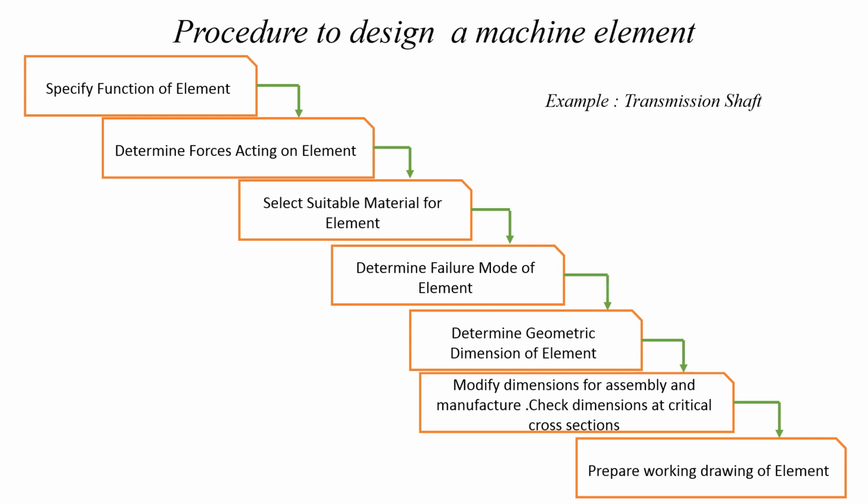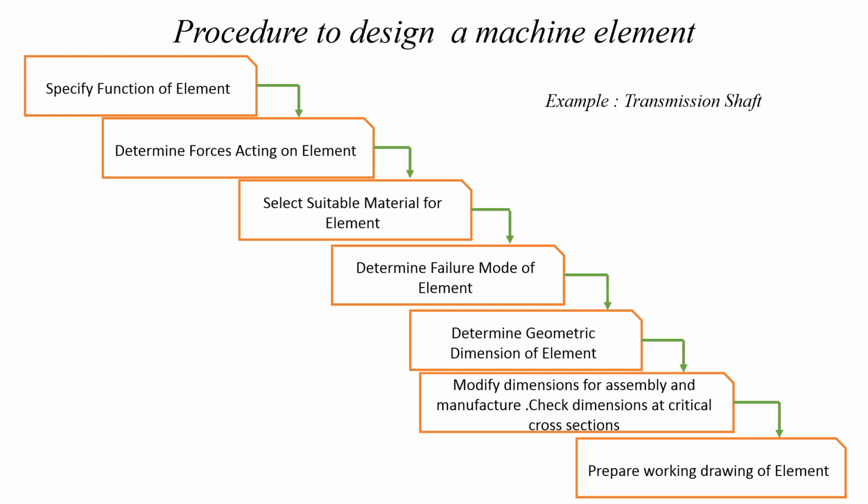So what will be the forces acting on the transmission shaft? The forces acting on the transmission shaft will be bending force because of the weight of the element with which it is assembled, and the torsional force. So what will be the suitable material for the transmission shaft? Alloyed steel is considered to be a suitable material for the transmission shaft.